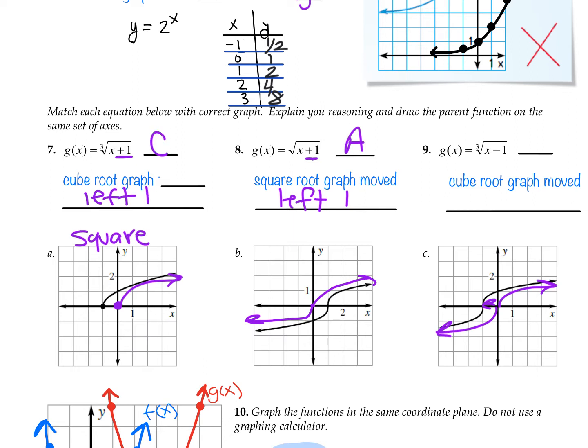And then number 9, this cube root graph, the -1 means we went to the right 1 unit.